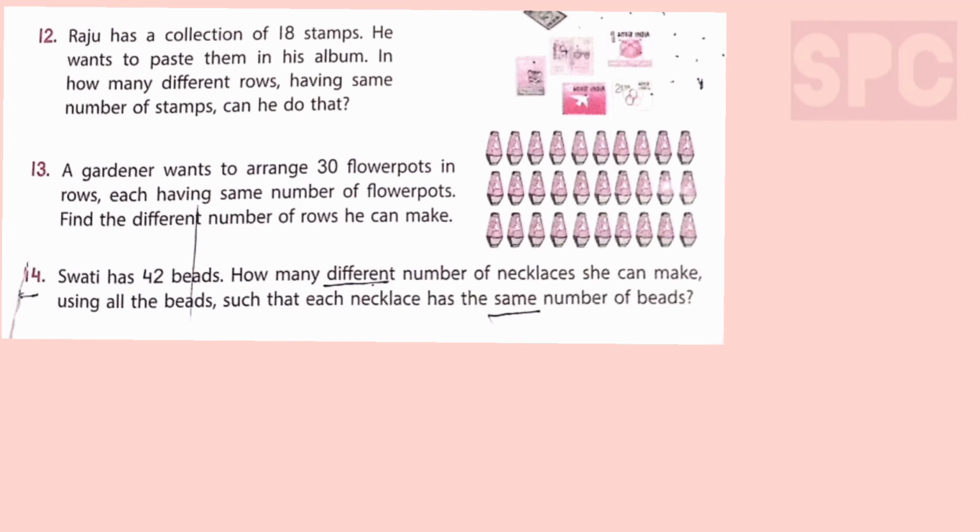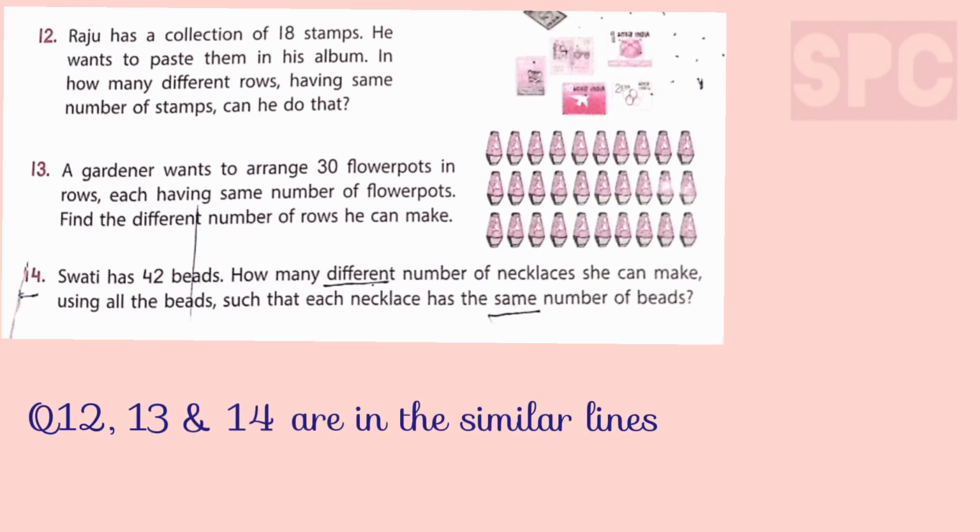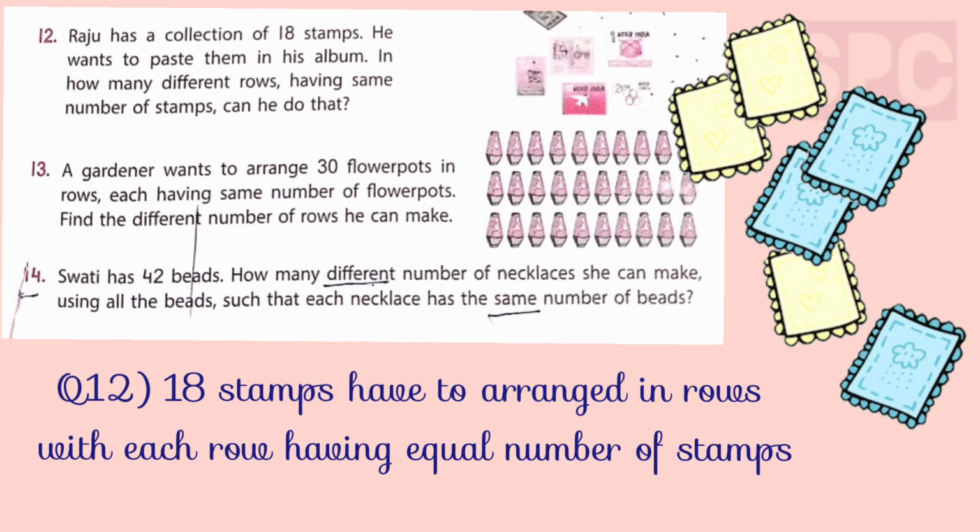Raju has a collection of 18 stamps. He wants to paste them in his album. In how many different rows, having same number of stamps, can he do that? Now children, question number 12, 13 and 14 are exactly similar. You just have to write the factors of the given numbers of stamps, flower pots or beads which is given in the question. For example, here in question number 12, there are 18 stamps and these stamps have to be arranged in different rows so that each row has equal number of stamps.